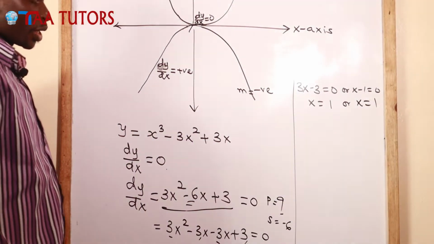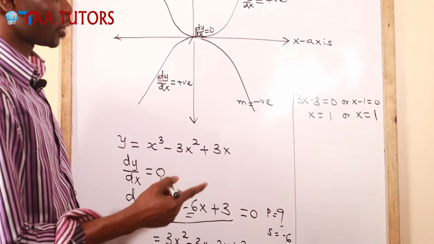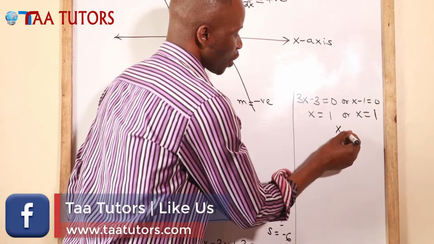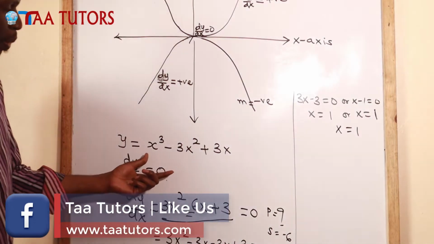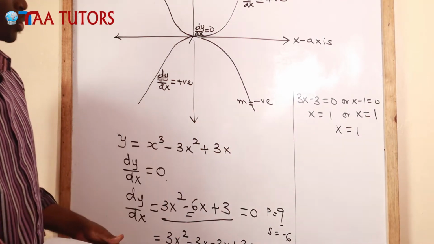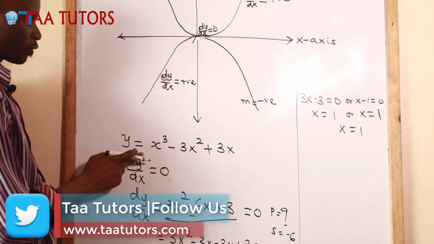So we realize that we do not have 2 coordinates. We only have one, which is x equals 1. So our curve here is stationary at x equals 1. If x equals 1, we can determine the corresponding value of y.